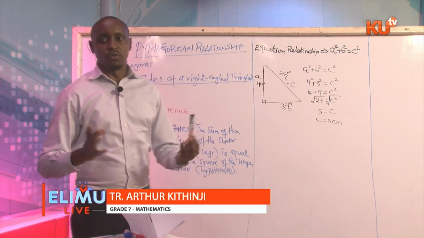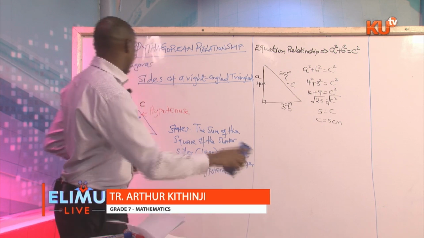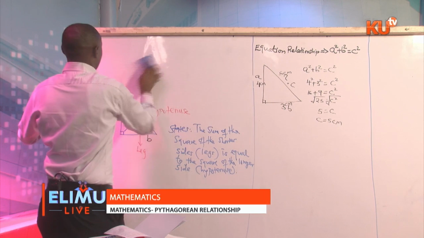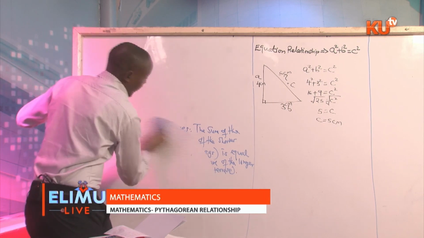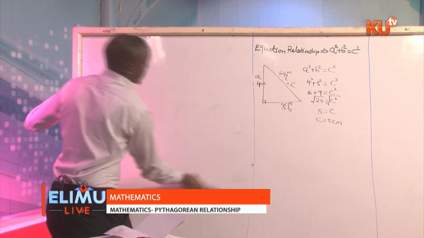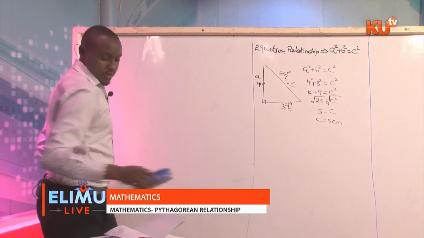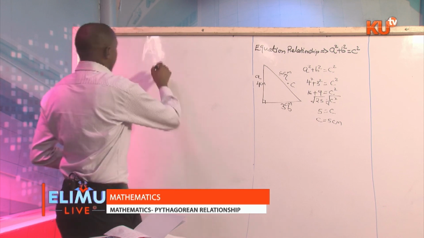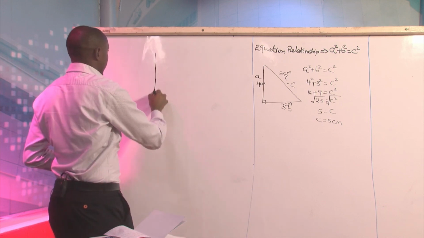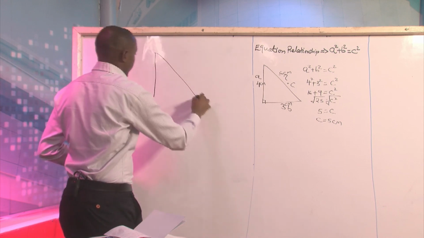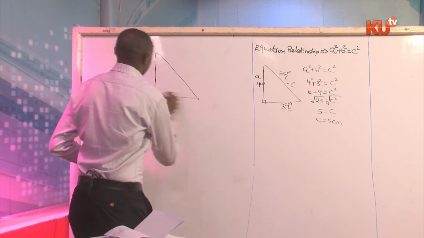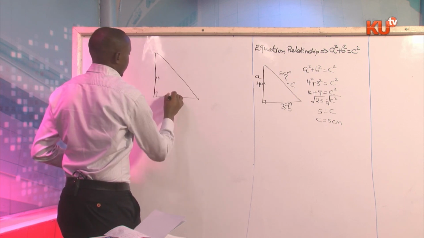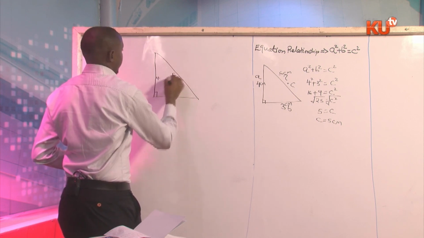Let's have a visual explanation of what we have just seen, or what we have just agreed upon, that the side is 5 centimeters. We all know what a square is. So let's come and have a drawing of our right-angled triangle. We have said this side is 4, this side is 3, and we have seen this side is 5.